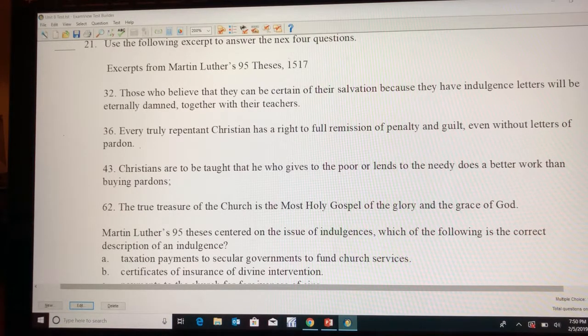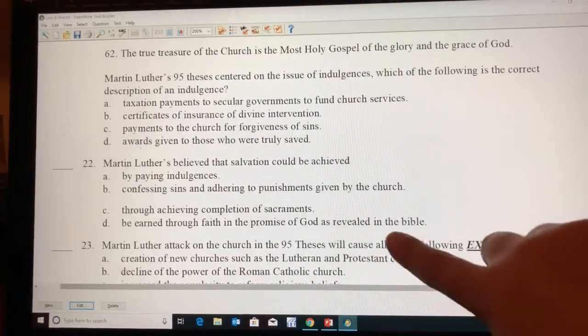Every truly repentant Christian has the right of full remission of penalty and guilt, even without letters of pardon. So every Christian has the right to remission of their guilt when they repent. They don't need indulgences. Christians are to be taught that he who gives to the poor or lends to the needy does better work than buying pardon. So help the poor, don't buy indulgences. The truer treasure of the church is the most holy gospel and the glory and grace of God. So the best thing about the church is the word of the Lord.